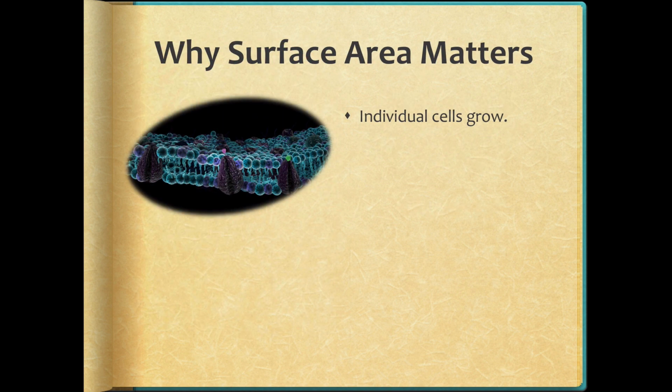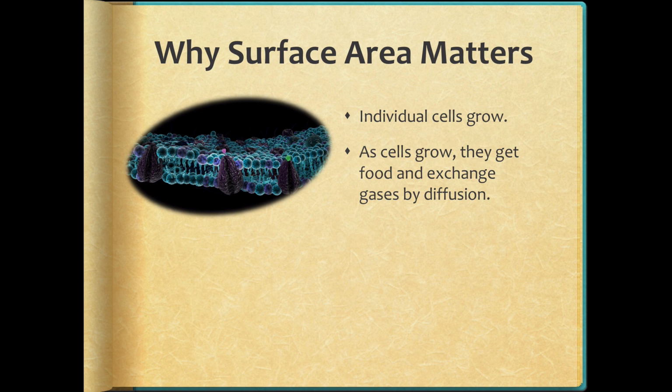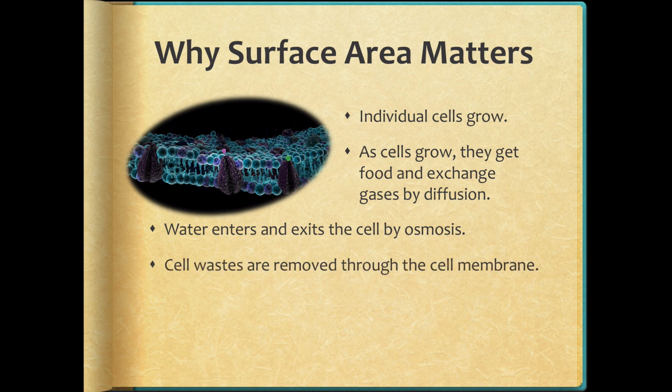Individual cells actually grow. As the cell grows, they get food and exchange gases by diffusion. Water enters and exits the cells through osmosis. The cell wastes are removed through the cell membrane. And the larger the cell, the more nutrients it needs. Just like you, the bigger you get, the more nutrients you need.